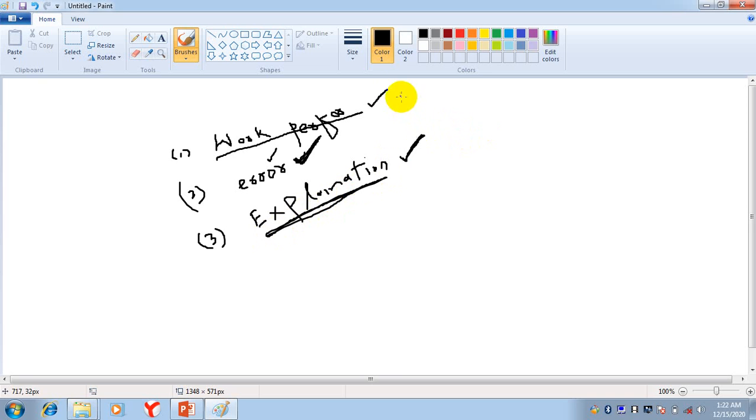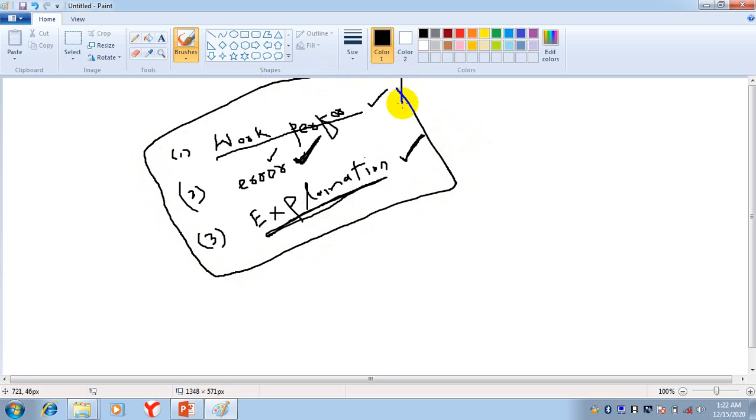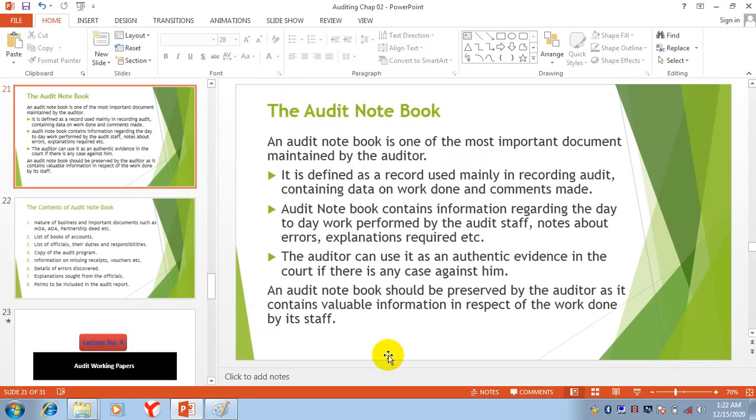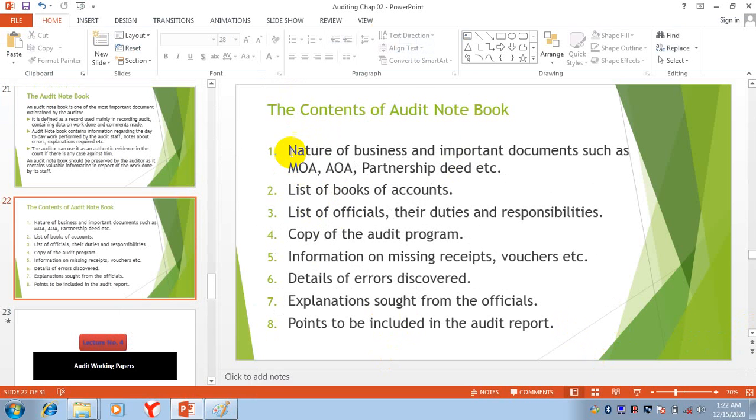And keep this in mind: if you have this notebook and there is a case against the auditor in a court of law, he can defend himself easily. But if he does not have this notebook, he can't defend himself in the court of law. And I have told you which things will be included in this.